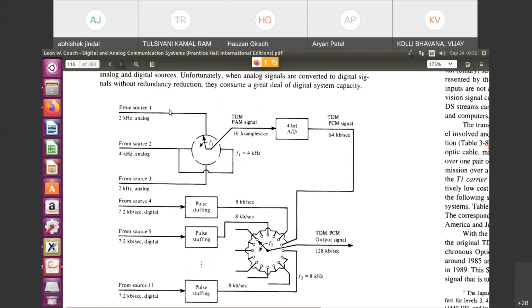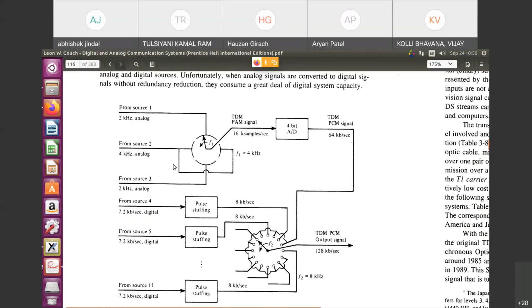So now let us see what is happening. If you just see from source 1, source 2, and source 3, these three inputs: one is 2 kilohertz analog, another one is 4 kilohertz analog, and this is 2 kilohertz analog. And this is the commutator, which is now revolving at a rate of 4 kilohertz.